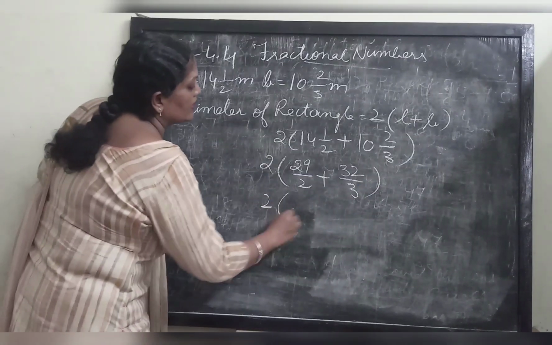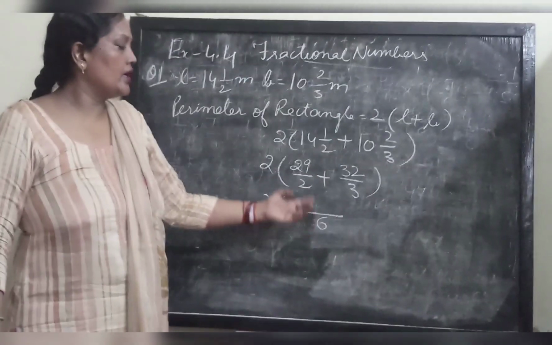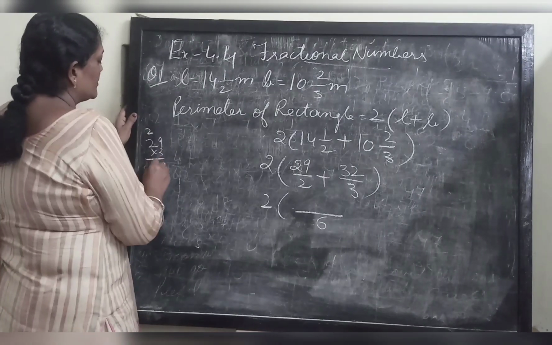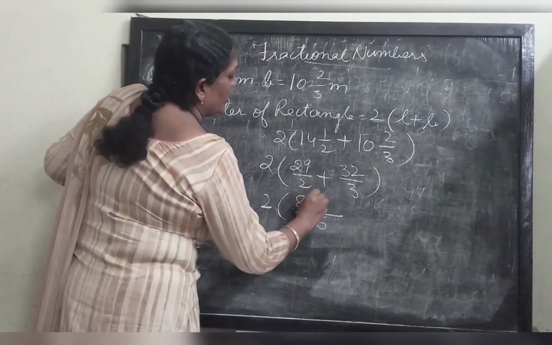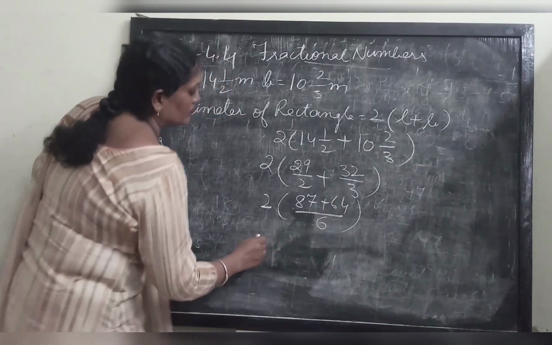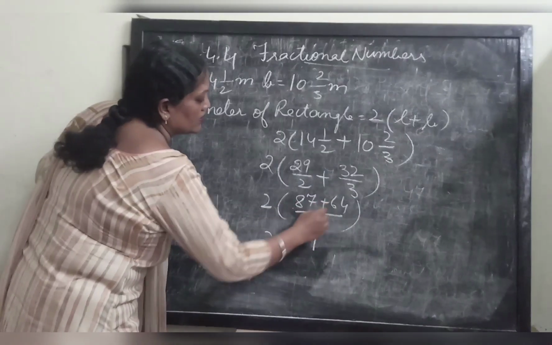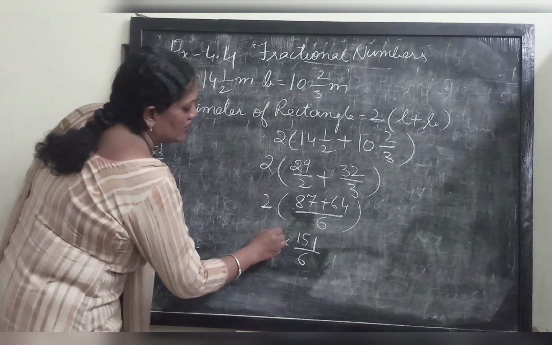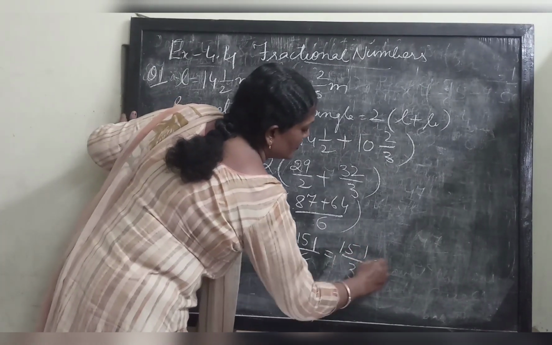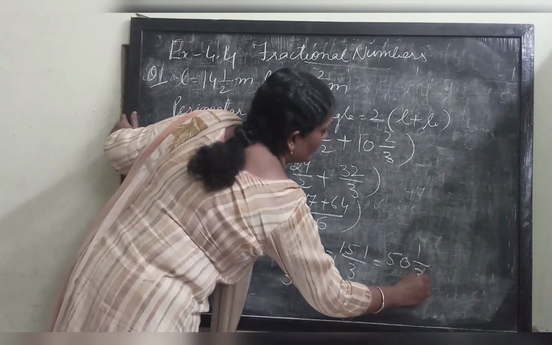Now take the LCM. 3 and 2, 6 LCM. In 2 how many times 6 come? 3. 29 3s are, you have multiplied in the rough column, 87 plus 3 2s are 6, 64. 2 multiply by bracket means multiply. 151 over 6. 2 1s are 2, 3 3s are. 151 over 3. 3 5s are 15. 1 not divisible, 0, 1/3 meter.